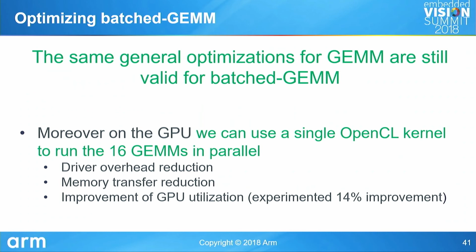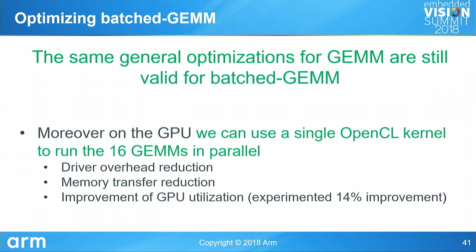What about batch GEMM? Nothing. We don't need to do anything because GEMM is already optimized. So the same general optimizations for GEMM are still valid for the case of batch GEMM. On the GPU side, we can improve the performance by performing the 16 GEMMs in parallel.